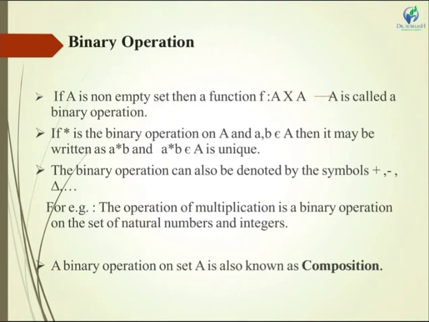First, let us see. If A is a non-empty set, then a function f from A cross A to A is called a binary operation. If star is the binary operation on set A and a, b belongs to A, then it may be written as a star b, and a star b belongs to A is unique.